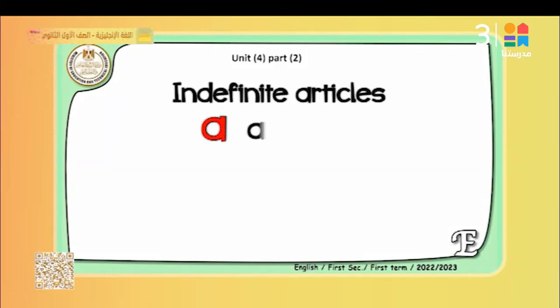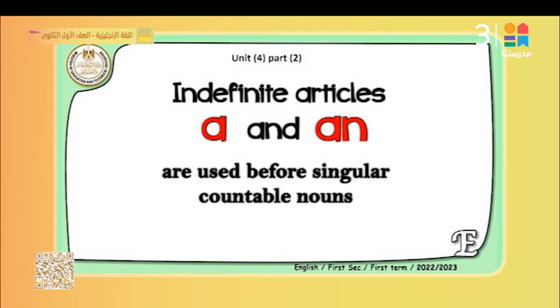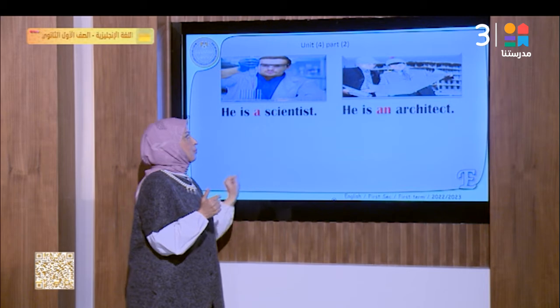First of all, the indefinite articles a and an. These are used before singular countable nouns. Of course, we cannot use a or an in front of uncountable nouns. We cannot say an advice, for example. It's wrong. And we cannot say a sugar. So it should be countable, and it should be singular, not plural. Okay? So in order to use a or an, it should be countable and singular.